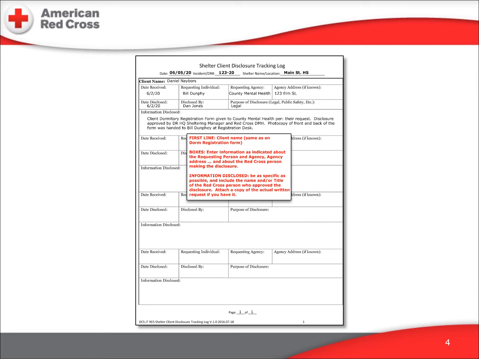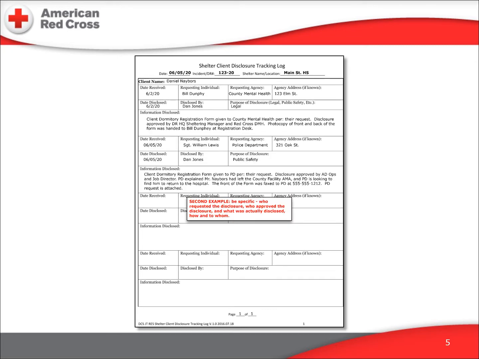The first row of boxes identifies the non-Red Cross individual who made the request for our client's information and the name and address of the agency which that individual represents. The second row of boxes identifies the Red Cross staffer who actually makes the disclosure and the reason it was made. Next is where you would enter the details of the disclosure. What exactly was disclosed, who authorized the disclosure, and how the disclosure was made.